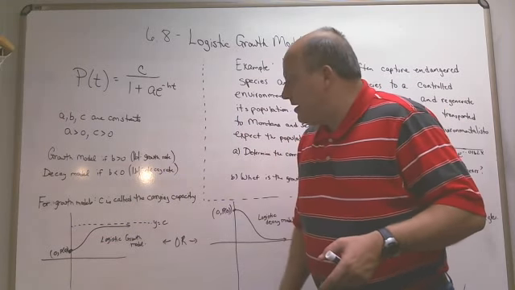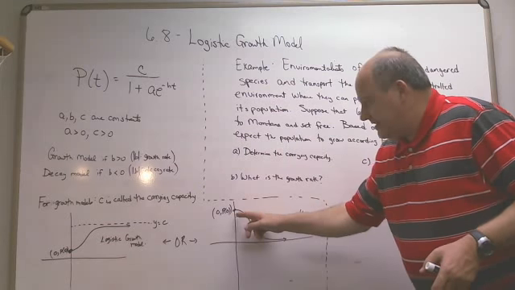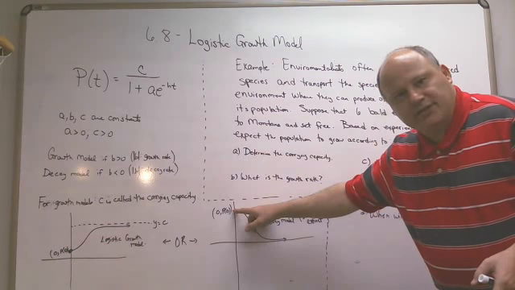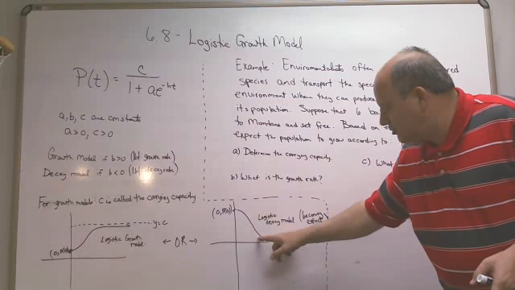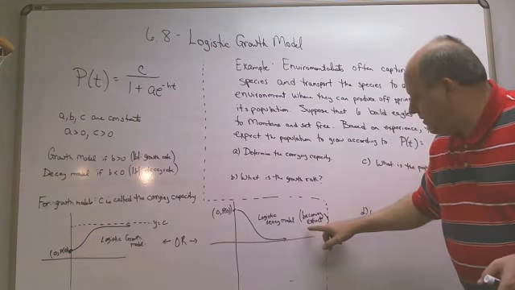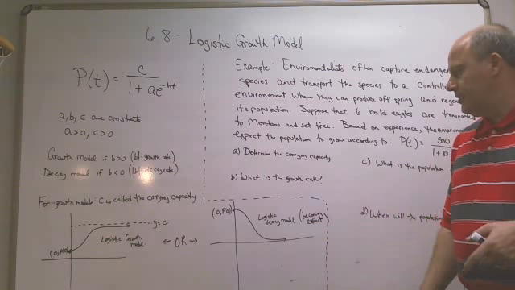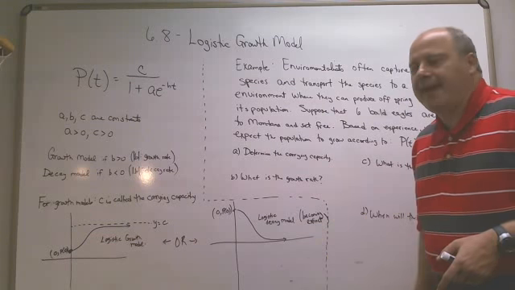Now, on the decay logistic model, it's becoming extinct. There's a certain population, okay? The population is becoming less and less, and eventually it levels off to zero. That's what we call becoming extinct. And that's called the logistic decay model.